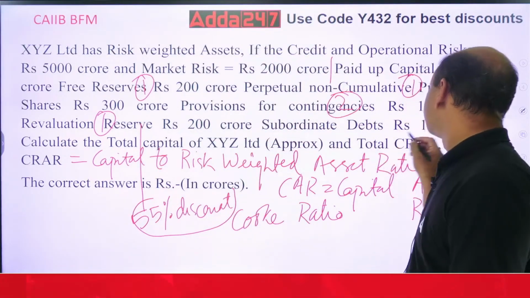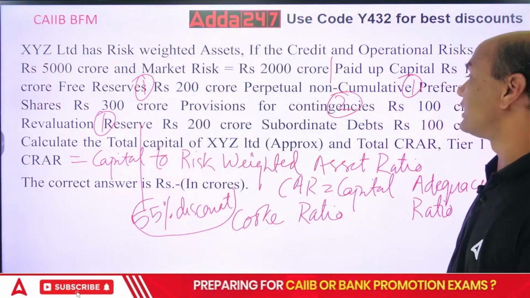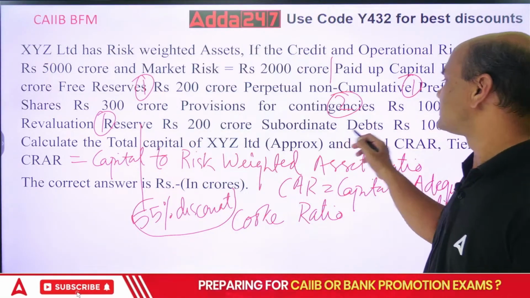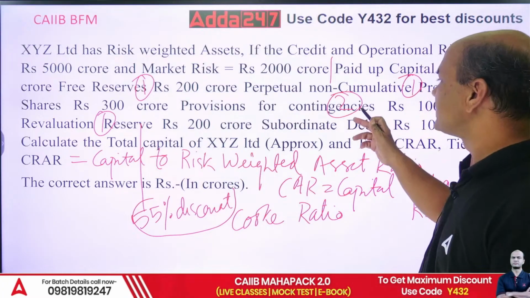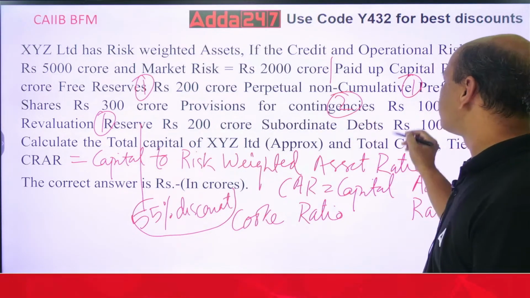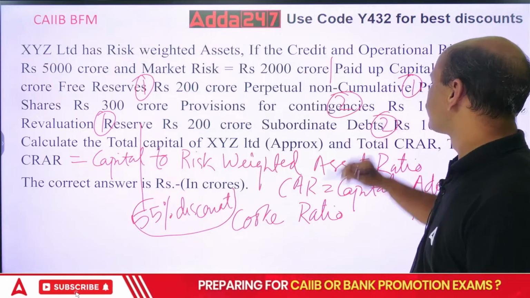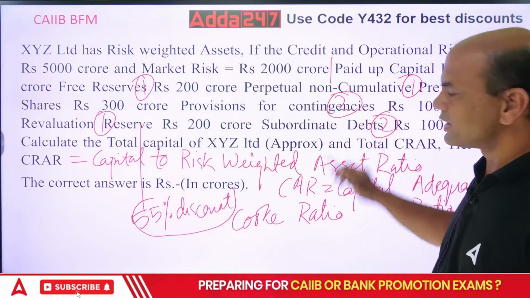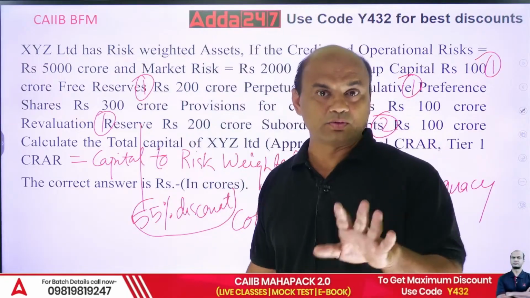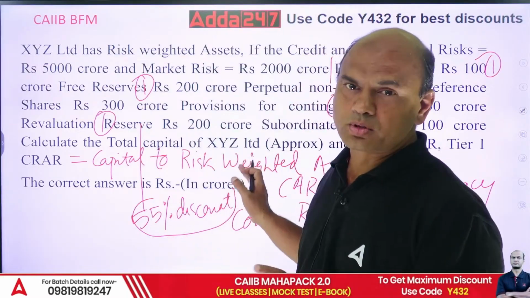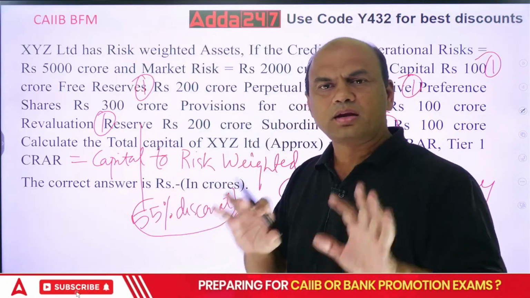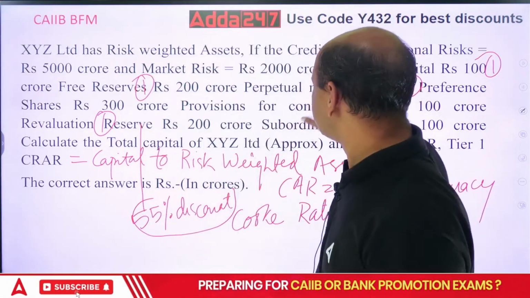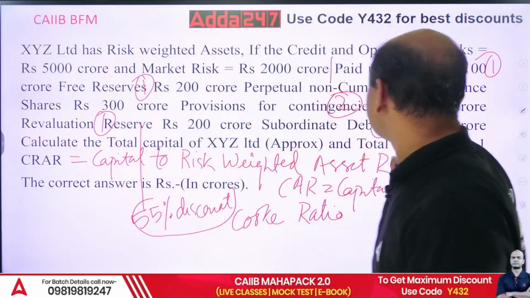Subordinate debt, 100 crores. Now, how will you calculate the subordinate debt? Provisions for contingencies, subordinate debt, this is a part of tier 2. Now, provisions for contingencies, there is a rule. I'll tell you that rule. Whenever we come to tier 2, right now don't go into it. First, only understand tier 1 and tier 2. So all we have done, tier 1, tier 2, done.